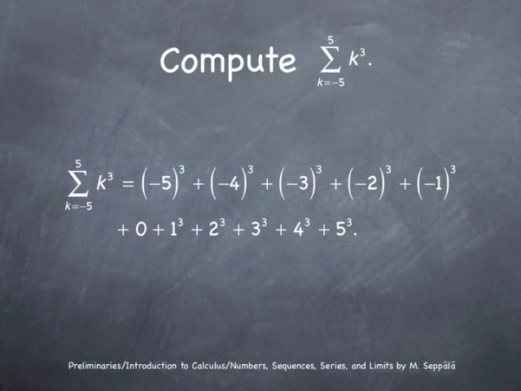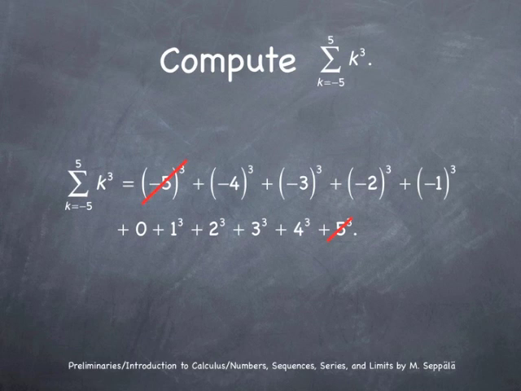For example, consider the problem summation k from negative 5 to 5 of k cubed. This sum can be evaluated by plugging in all the values from negative 5 to 5 in place of k, raising that to the third power and adding all these numbers. So we get negative 5 cubed plus negative 4 cubed plus negative 3 cubed plus negative 2 cubed plus negative 1 cubed plus 0 plus 1 cubed plus 2 cubed plus 3 cubed plus 4 cubed plus 5 cubed.